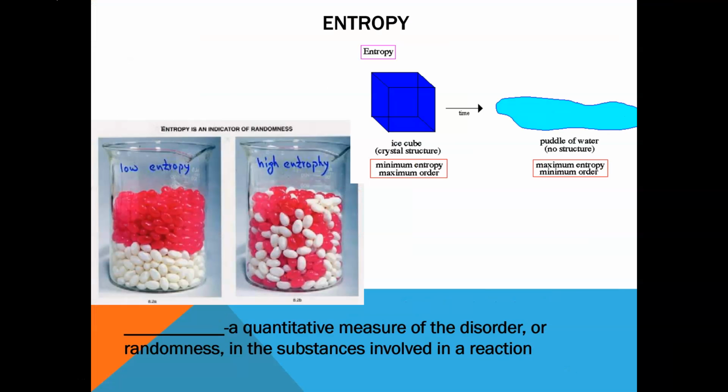Let's continue our Chapter 23 study of thermodynamics with looking at entropy. So entropy, as we learned in the last video, is the measure of disorder or randomness.